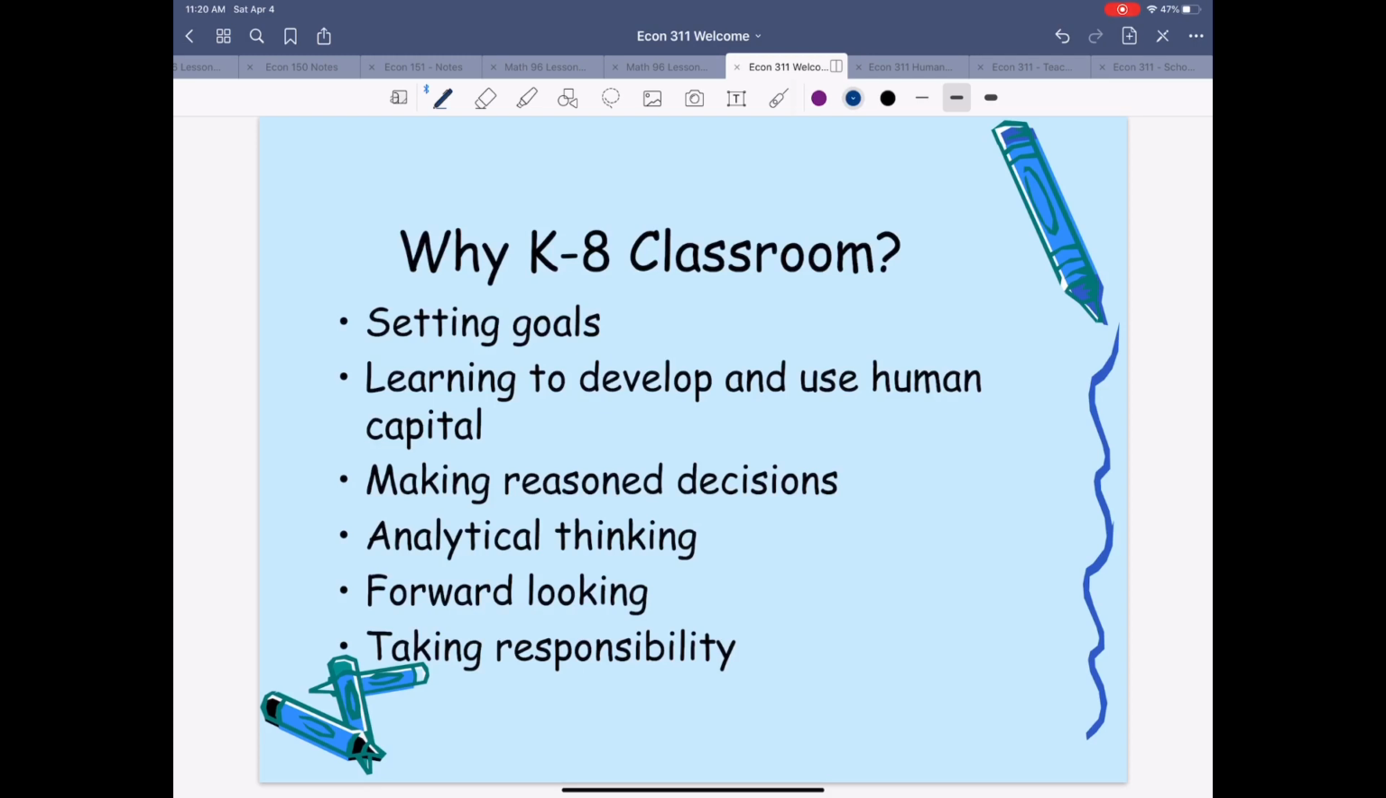It's forward-looking, because economics is always about decision-making. We don't focus on past decisions or sunk costs, we'll call them. We are a discipline that is always looking to the future. We want our students thinking that way. We want them looking at how they can impact their future with their decision making. And finally, taking responsibility. And these are all qualities we want our students to develop in the K through 8 classroom so that as they go into middle school or high school or the adult world, that they have these skills.